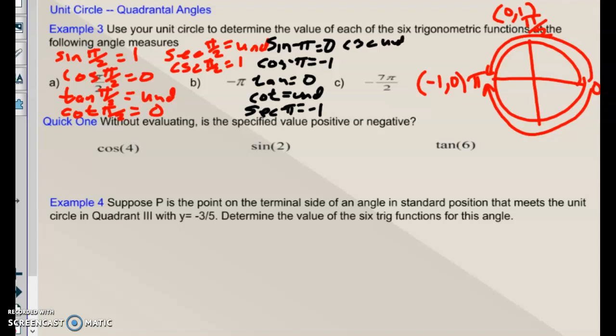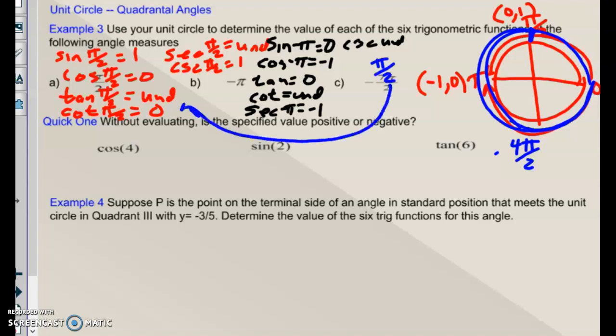Now, if we get to our last point here, which is -7 pi over 2. Now remember, negative, we're going this way, which is clockwise around it, instead of counterclockwise. If I go all the way around here, that's 2 pi, and we can write that as 4 pi over 2, right? And so then I'm going to go another 3 pi over 2, so I'm going to end up here. So a coterminal angle with that would be pi over 2. And we already know the 6 ratios over there that we did for pi over 2.